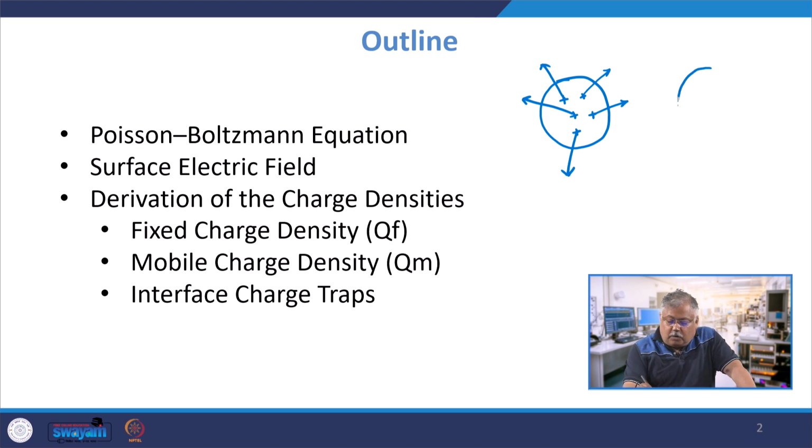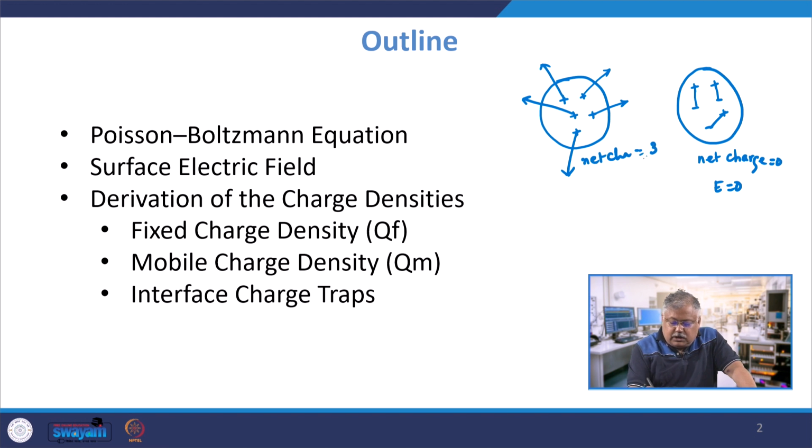Now, let me take another option. This is the Gaussian surface, but there are 3 positive and 3 negative charges available here. Then the electric field will all terminate within the Gaussian surface, and since the net charge in this case is equal to 0, I will have electric field equal to 0. In the other case, since the net charge is 3, let us suppose, there will be a non-zero electric field available to you. So, the methodology when we do device modeling, be it cryo or at room temperature, is that we try to find the net number of charges available in the region of interest, and then we extract the electric field.